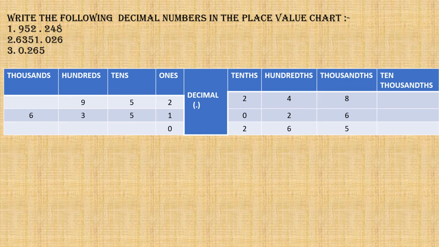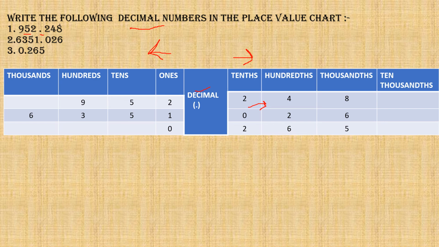Write the following decimal numbers in the decimal place value chart. So we all know that in the decimal place value chart, at the left side we have the whole part or the integral part. At the right side we have the decimal part. So first of all we put a dot here in the center. Then 952 we will write at the left side and 248 we will write at the right side. And you will not leave any block.